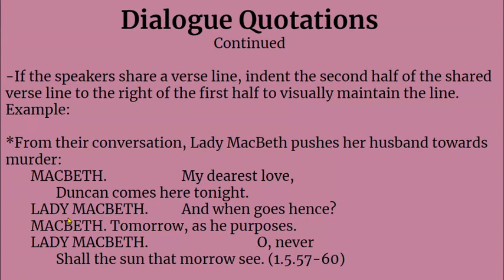So here you can see a conversation between Lady Macbeth and Macbeth. He says to her, "My dearest love, Duncan comes here tonight." And she says, "And when goes hence?" And he says, "Tomorrow, as he proposes." And she says, "Oh, never shall the sun that morrow see." So you can see that I've incorporated their whole conversation here, and that I have blocked it just like I was talking about before. This is coming from Act 1, Scene 5, lines 57 through 60.